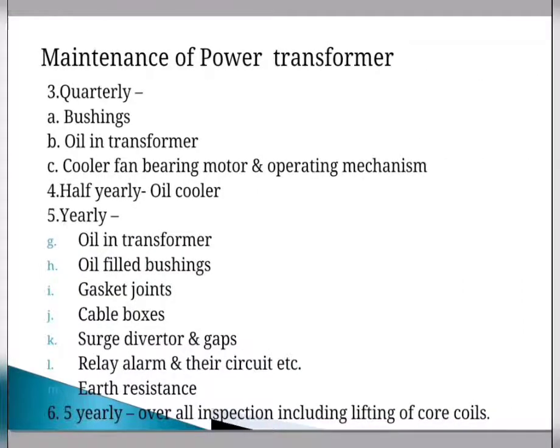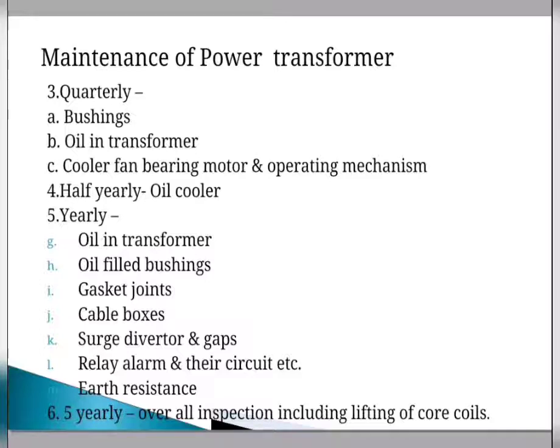Then we have to discuss the quarterly basis maintenance. In that, we have to check the bushing, examine the bushing for cracks and dust deposits. If dust is deposited on the bushing, we have to clean it. If there are cracks on the bushing, then we have to replace it. Then for the oil in the transformer, we have to check the dielectric strength of the transformer oil. If it is low, then we have to change it or purify it.